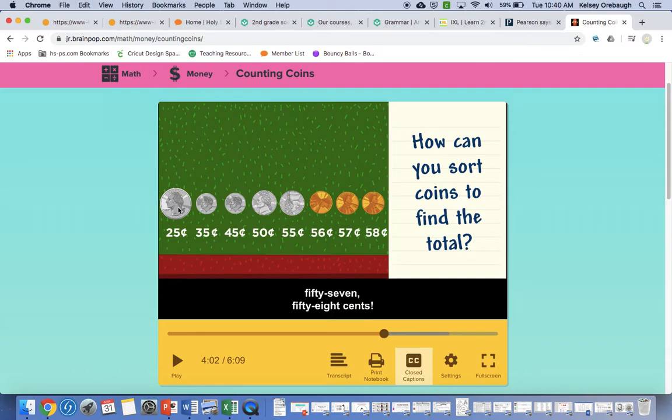A quarter is worth 25. Dimes are worth 10. Nickels are worth 5. Pennies are worth 1.